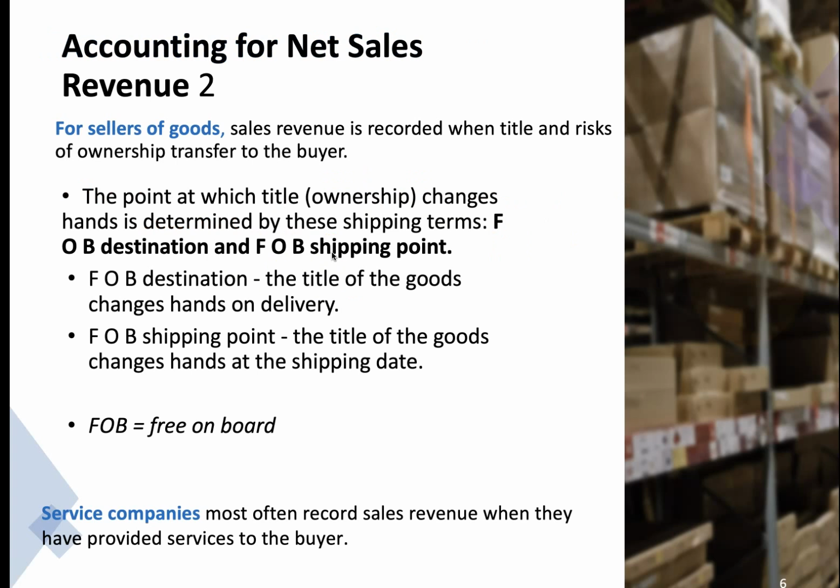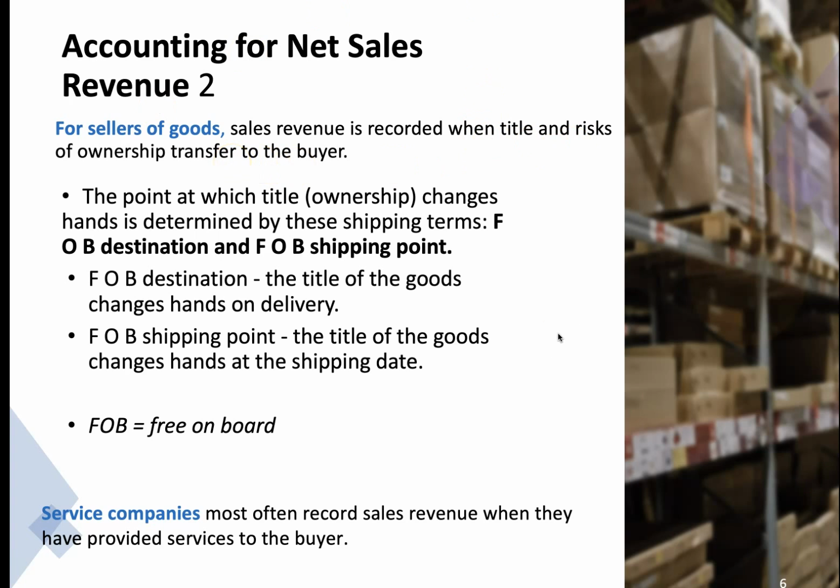We are going to talk about two types of companies. The first type is called the sellers, or merchandising companies, or manufacturing companies. Those companies would produce goods or purchase goods at a wholesale price and then sell them at a retail price. Either way, sales revenue is recorded when the title of the goods and the risk of ownership is transferred to the buyer.